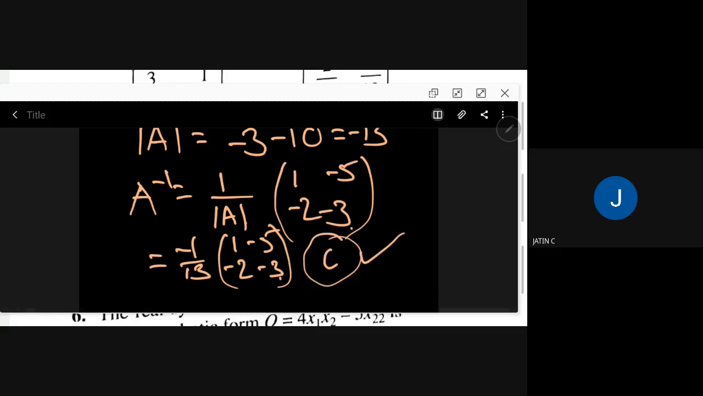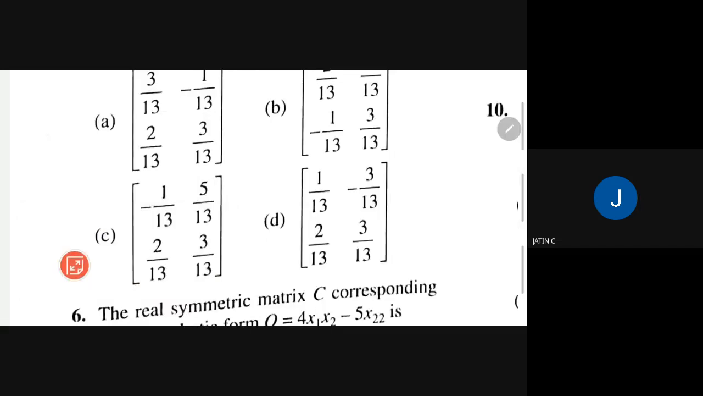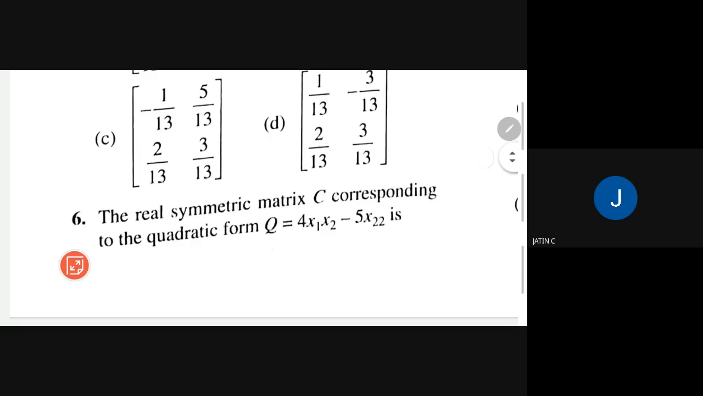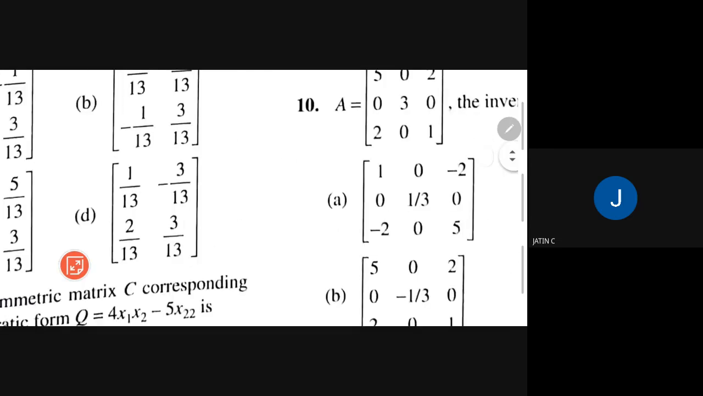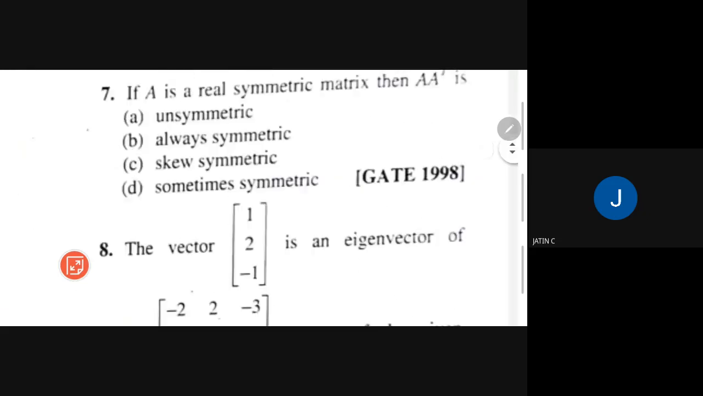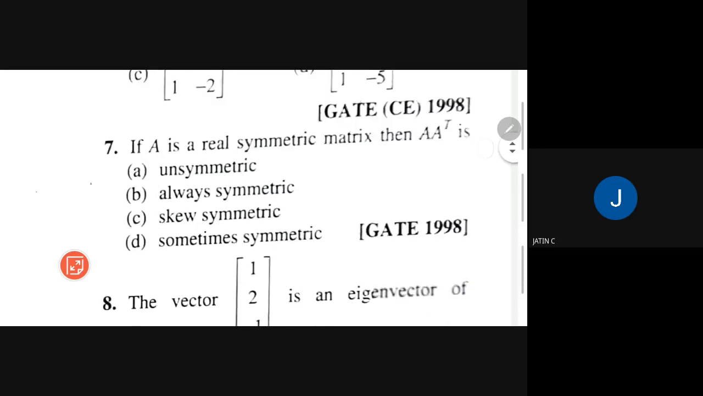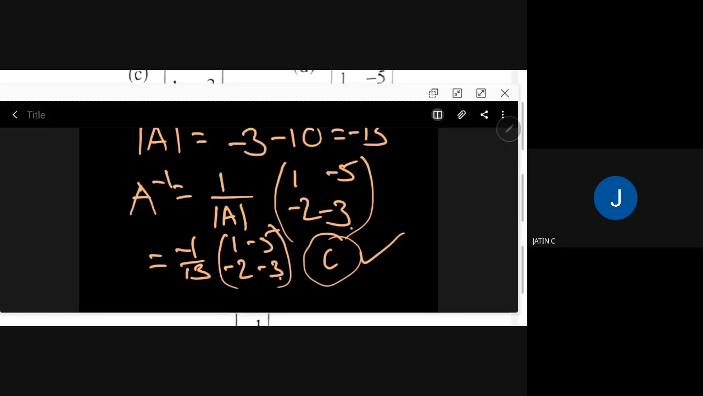So similarly, we go for another problem. I will choose now. Okay. Sixth problem. The real symmetric matrix C, this quadratic form. I am not going to do that one. I told you. Next, you have this real symmetric matrix. Then AAT is always symmetric. That is what we have done yesterday. AAT is the seventh problem.